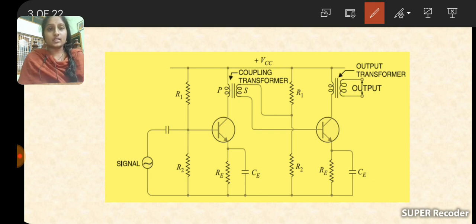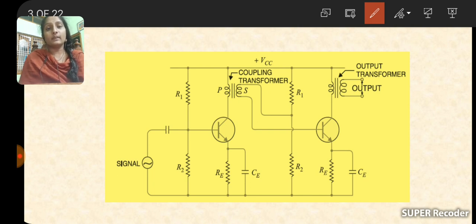Two transistors are there here, indicated with T1 and T2. Each and every stage has a resistor biasing and stabilization network. What is the need of the biasing and stabilization network? It is used for providing the emitter base in forward bias condition and the collector base in reverse bias condition, and also provides stabilization. That means the output is constant irrespective of the variations in the input voltage.